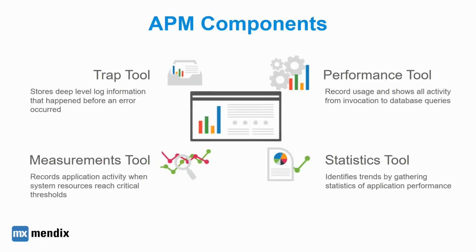The measurements tool is all about system resources, like your CPU usage or the memory consumption of your Java virtual machine. It can provide you with an application's current state and history, but also can be configured to record the state of your application when the consumption of system resources has reached a critical level.